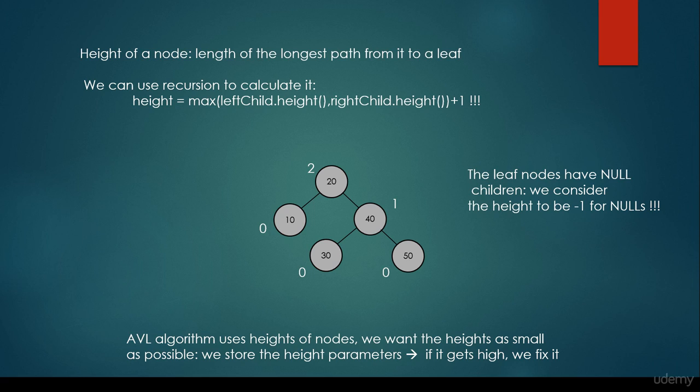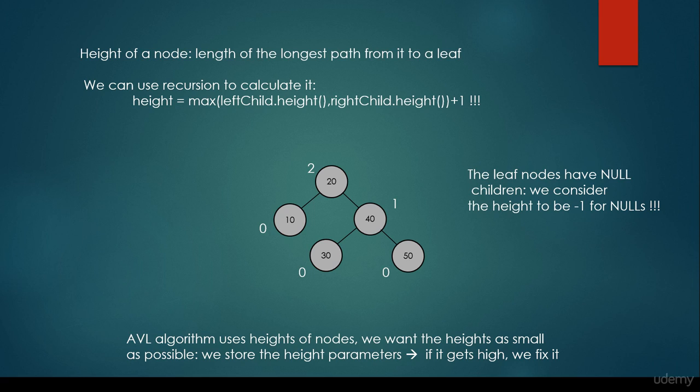So we can use a recursive formula to calculate the height of a given node. The height is going to be equal to the height of the left child and the height of the right child. Basically, we have to calculate the maximum out of these two values and increment it by 1. So for example, we have this tree-like structure. The root node is the 20, we have the 10, 40, 30 and 50.